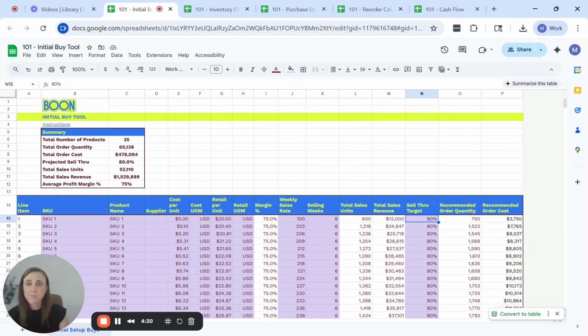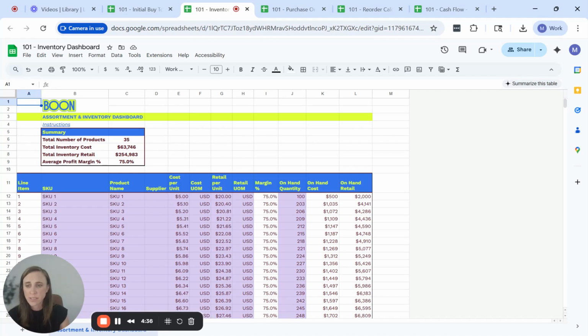Next sheet is the assortment inventory dashboard. This is a place where you can look at where your inventory is sitting once you actually have inventory on hand. It's a great thing to save off maybe every month, maybe every week, maybe other week, depending on how fast your inventory is changing, but a place to just have that snapshot of what the cost is that you're holding on them, the retail value of that inventory, as well as the margin %.